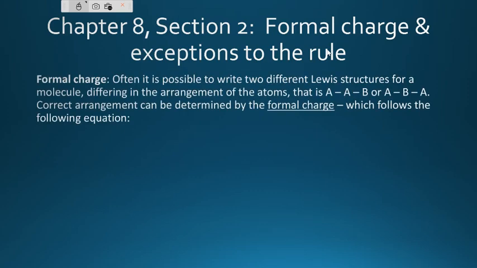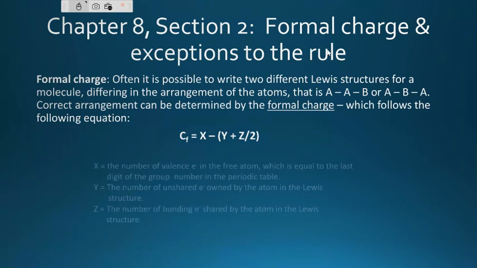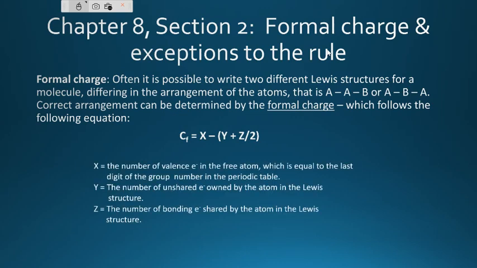Continuing on with the notes, like I said, it is possible sometimes, at least theoretically, to have two or more different structures, and we can actually figure out which one is the correct one based off of this equation. Now, this looks really daunting. Don't be thrown by this because it's just a method of tracking where the electrons are and which one would be more common. So this is going to be my formal charge, and the X is going to be the valence electrons in the free atom.